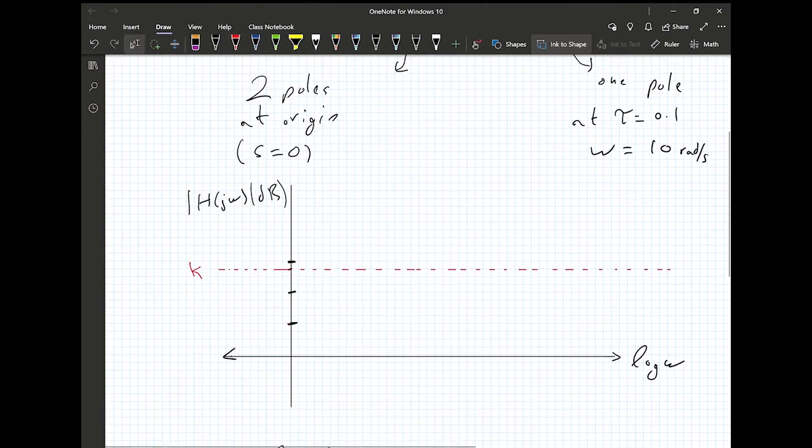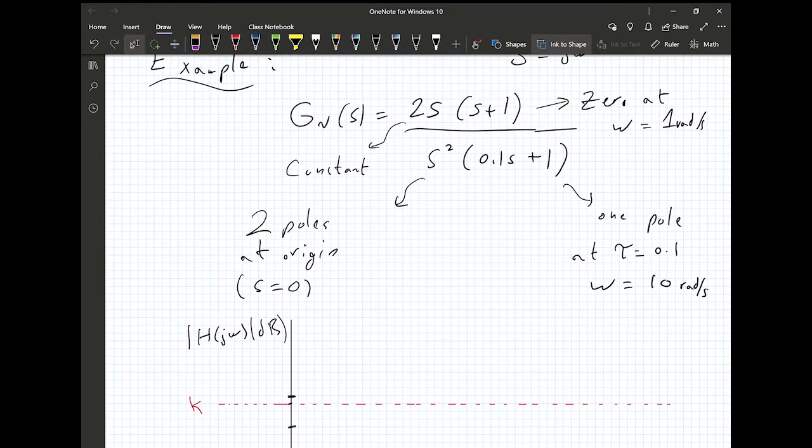Now, what's the next thing we want to plot? Well, let's start with the double pole at the origin, because one easy method we can use is we could always move from the one with the lowest frequency to the pole or zero with the highest frequency. So the frequencies in this case are 0. We have poles at the origin, and then we have a pole at 1 rad per second, and then we have a pole at 10 rad per second.